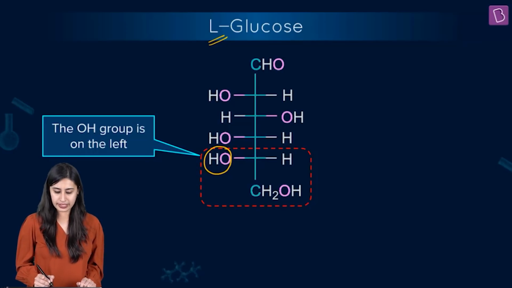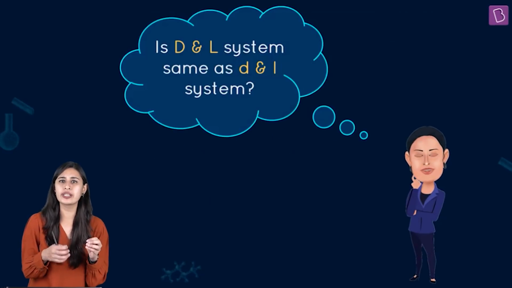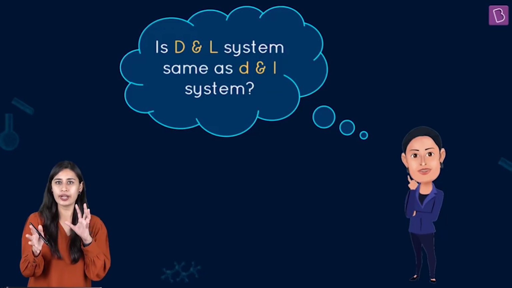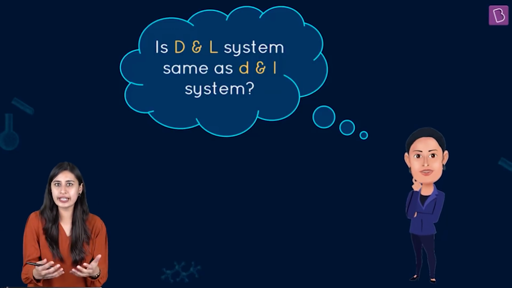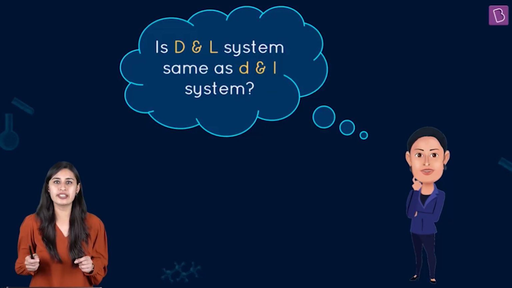And now let's understand how it is different from small d and small l. So here OH was helping us, was leading us. But what about small d and small l?